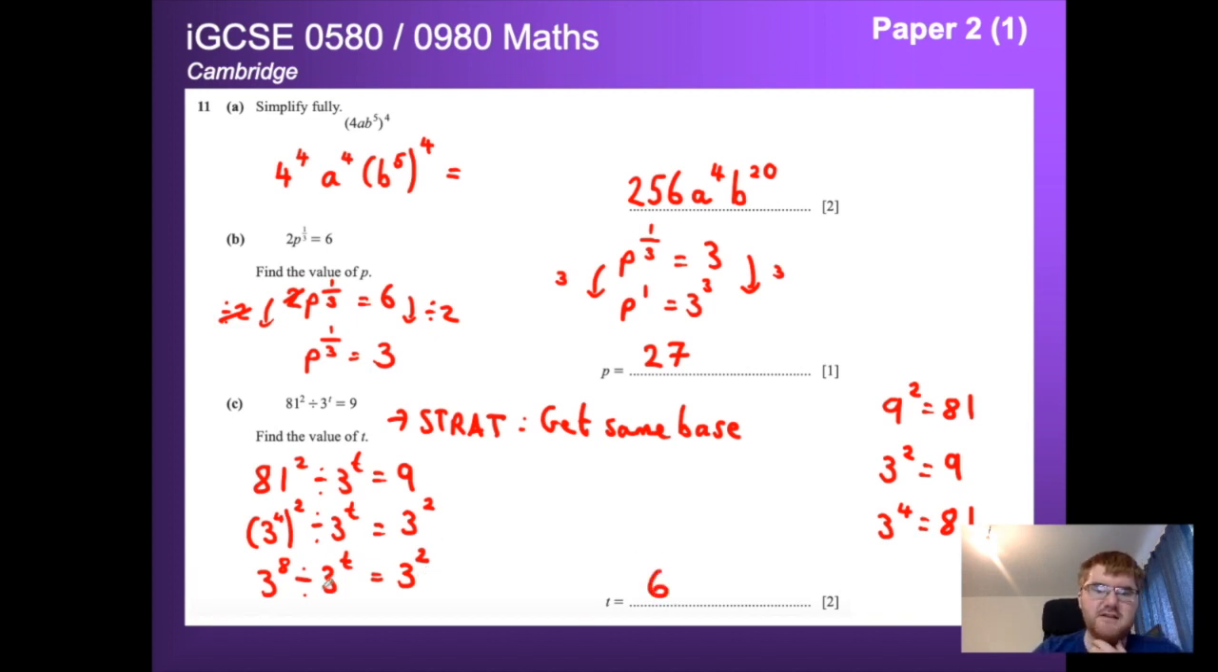Okay, you can write this again in a slightly different way if this helps. 3 to the power of 8 minus t is equal to 3 squared. Therefore, 8 minus t is equal to 2. Okay, nice question. We do quite a lot of this on the A-level course as well. So make sure this is nice and firmly secure.